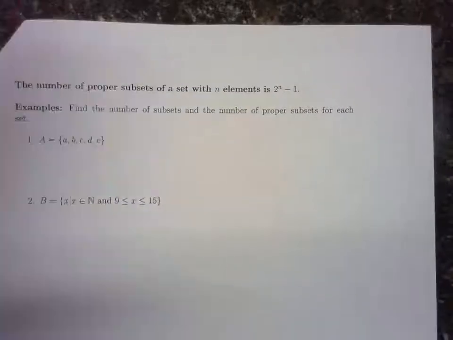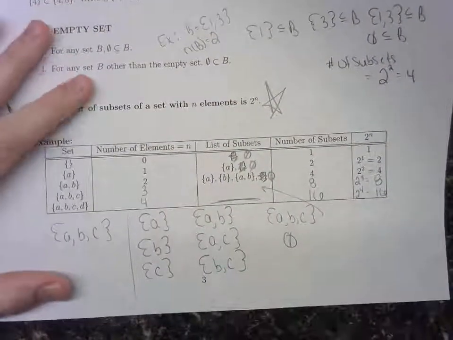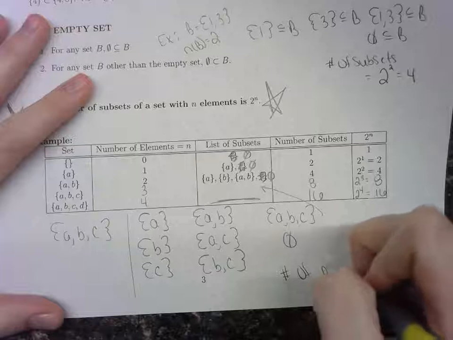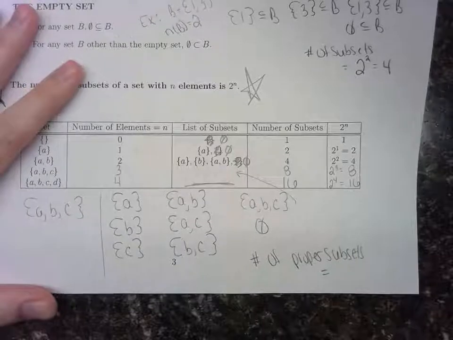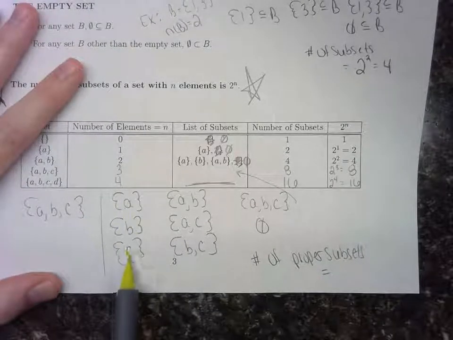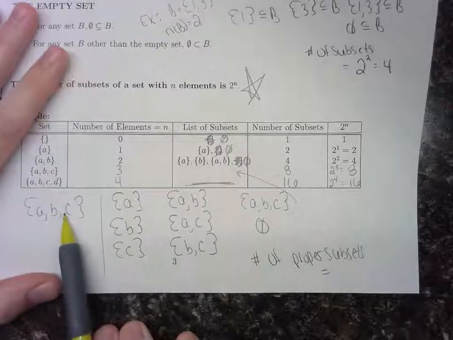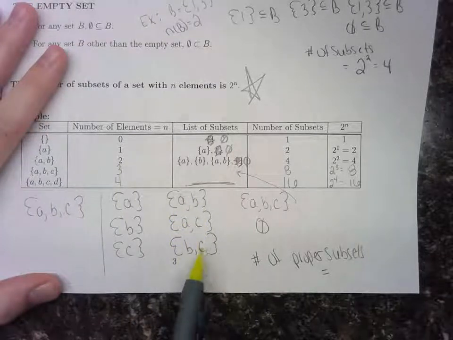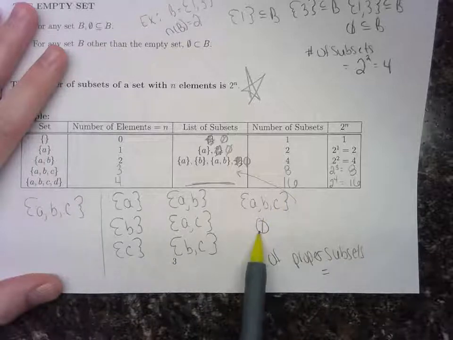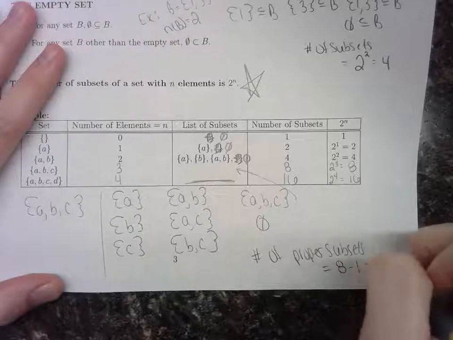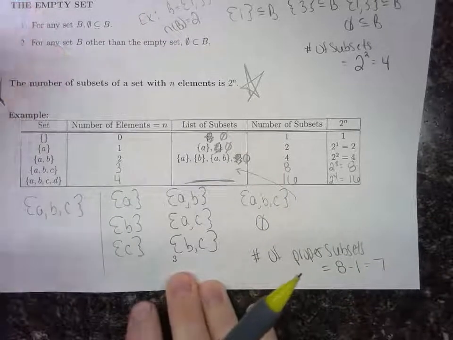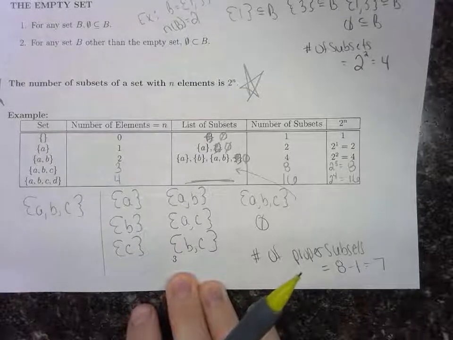Okay, and then on to page 4, the number of proper subsets of a set with n elements is 2 to the n minus 1. Coming back to this example down here, I'm just going to put number of proper subsets. These are all of the subsets that are not equal to the set. So A, B, C works. They are subsets, but they're not equal to the set. A, B, A, C, B, C works because they're subsets, but not equal to the set. Empty set works, but this one does not. So we would just do the 8, or 2 to the n minus 1, which is 7. So you would just cross off the whole set for the number of proper subsets. So you just do 2 to the n and then you subtract 1.